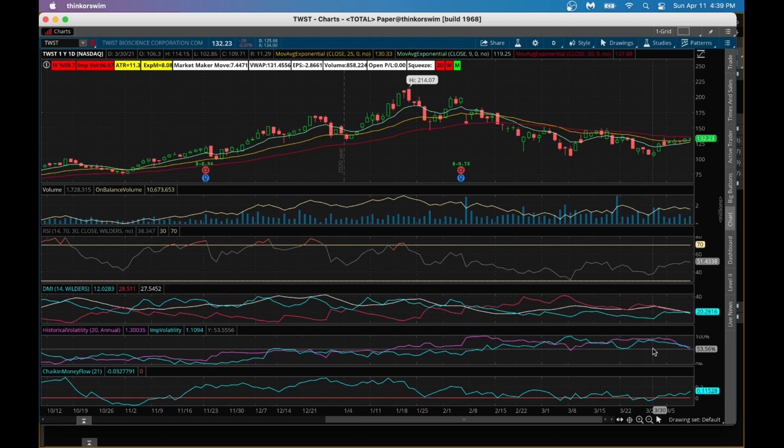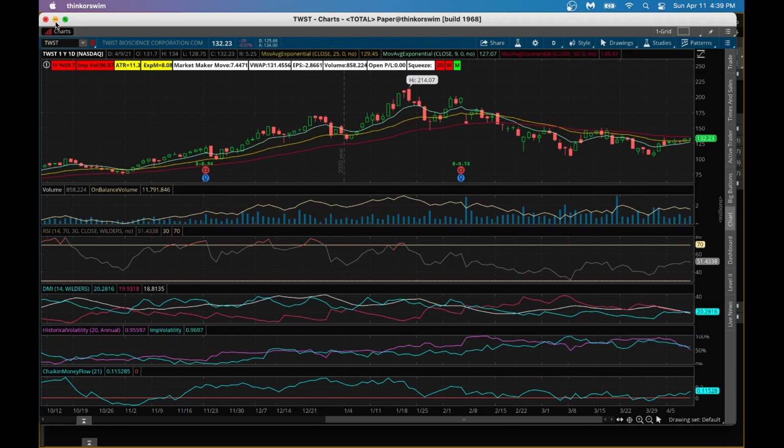From a volatility perspective, the blue line here just crossed over the red line. So the actual volatility is higher than implied vol, which is a good sign. And from a Chaikin money flow perspective, smart money is flowing into the stock. The trend is upward here, which is good. And IV rank is 59.7. It's pretty good. I think we can get some premium by selling a put option.